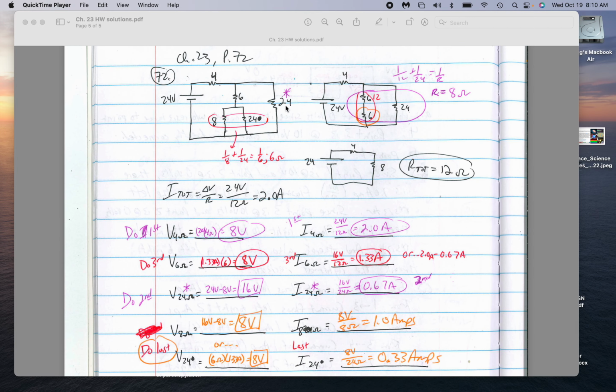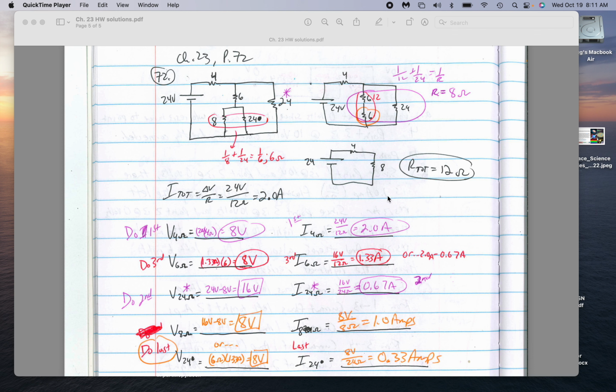I had this circuit here. I had two 24 ohm resistors, so in my answers down below, I noted this one with a purple asterisk, this one with a black dot. The first thing I'm going to do is simplify this circuit. These two become a 6 ohm resistor, 6 ohms in series with 6 ohms, that becomes 12 ohms. 12 ohms in this middle branch, 24 ohms in the outer branch, that becomes an equivalent 8 ohm resistor.